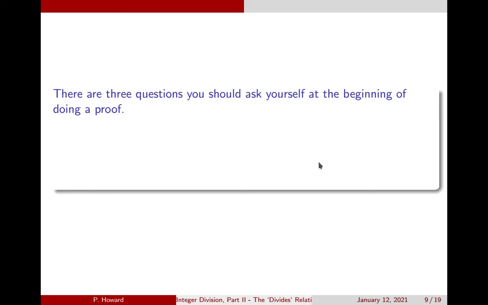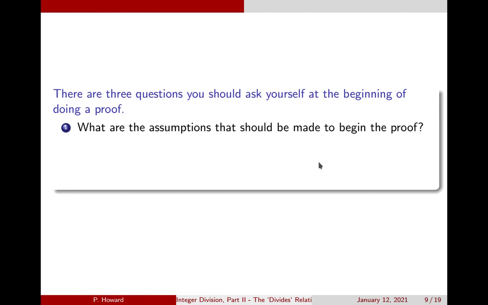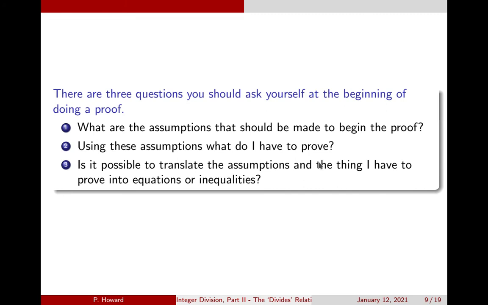Before we begin, I want to say a few things about doing proofs in general. There are three questions that you should ask yourself at the beginning of doing a proof. The first question is, what are the assumptions that should be made to begin the proof? The second question is, using these assumptions, what do I have to prove? And the third question is, is it possible to translate the assumptions and the thing you have to prove into equations or inequalities?